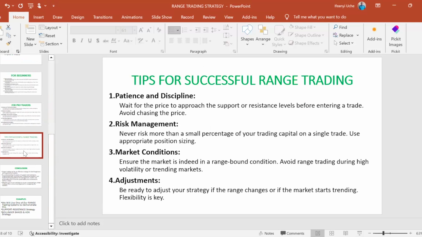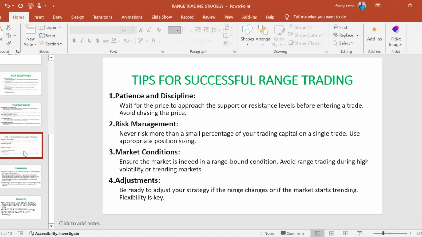There's a need for you to always wait for price to approach the support or resistance levels before entering a trade. Avoid chasing the price. If you have set up your support and resistance levels, allow price to get there, and allow the price action to tell you it's time to either sell or buy. Don't chase price. Chasing price can raise your anxiety, and that can make you make impulsive decisions that can be detrimental to both your health and your account.